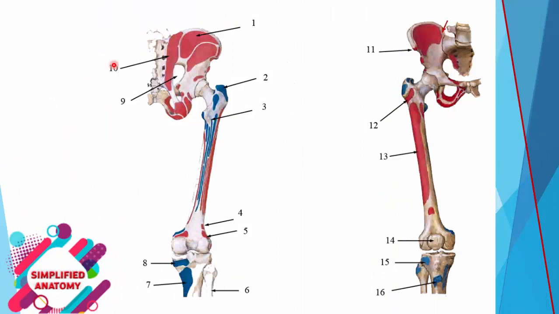This diagram showing the muscle attachment to the bones of the lower limb. This muscle, gluteus minimus, gluteus medius, and number 10, gluteus maximus. Greater sciatic foramen and lesser sciatic foramen. Muscle attached here, many muscle attached to the greater trochanter. Here is piriformis muscle. Number 3, this muscle attached to the linea aspera, which is adductor magnus, and also attached to the adductor tubercle. So number 3 is adductor magnus muscle.